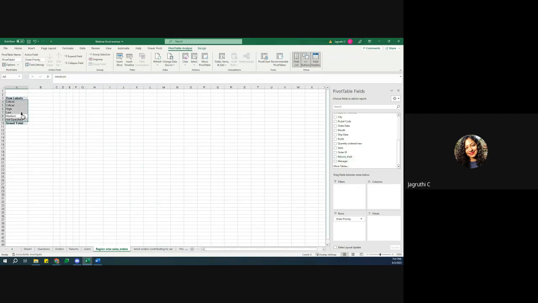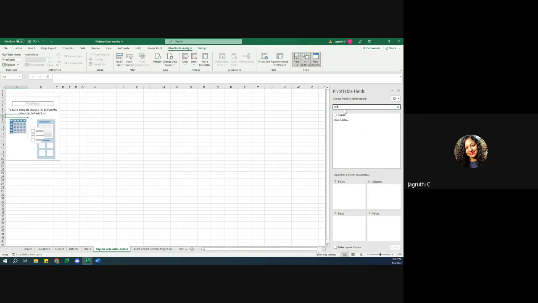So yes, let's just start off. Here I will need region-wise sales and orders. So one thing, let me remove order priority from here. Let me bring in my regions. See, there's a column called regions here.